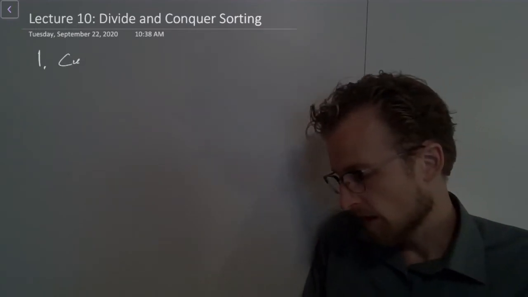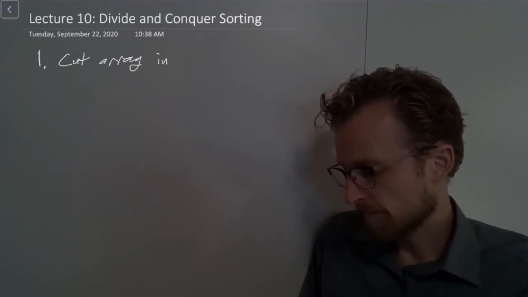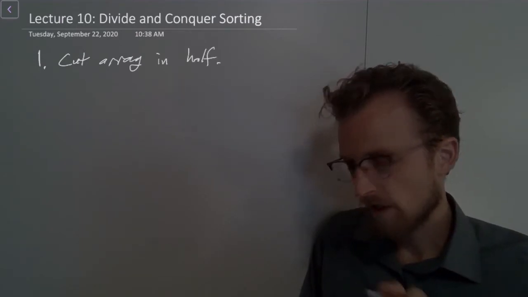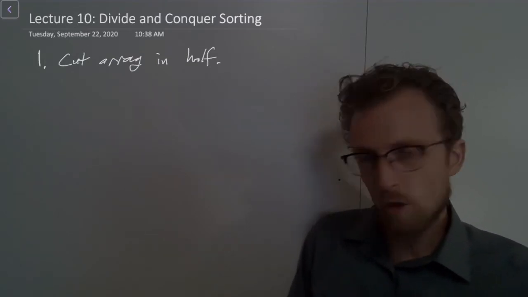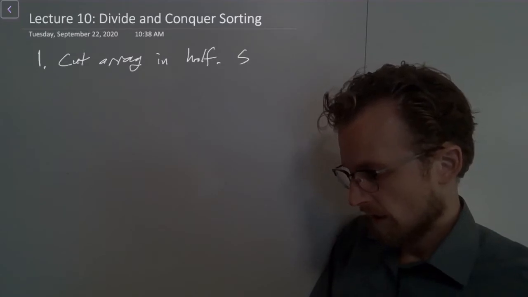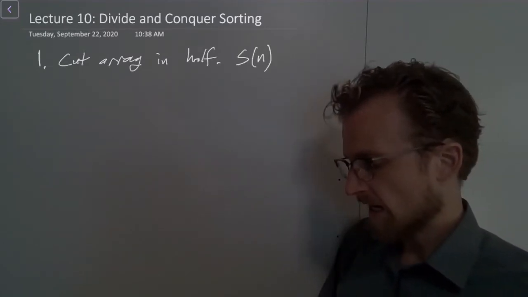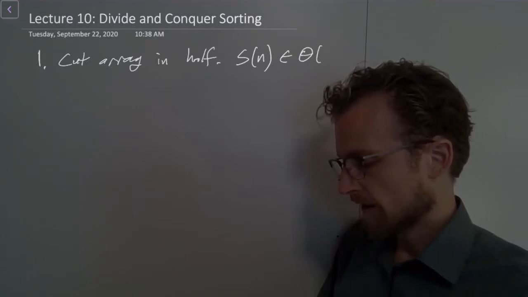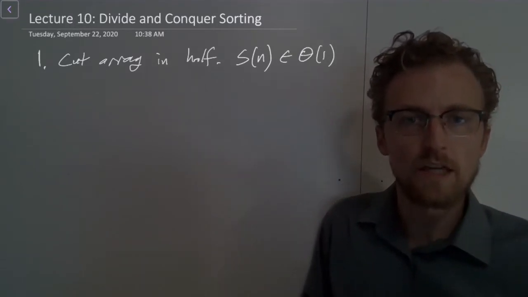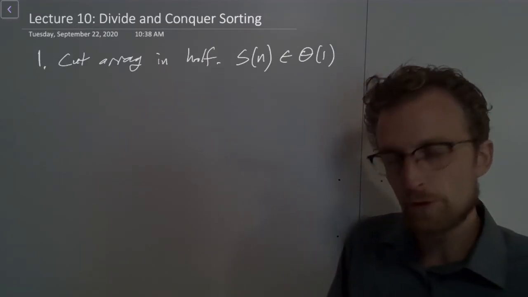So we cut the array in half. Okay? We'll call this the splitting operation. And so our splitting time, the amount of time it takes to split an array, we determined is constant time, because all we're doing is cutting the thing in half. It doesn't matter how long it is, right? Finding the middle index is not a difficult thing to do.